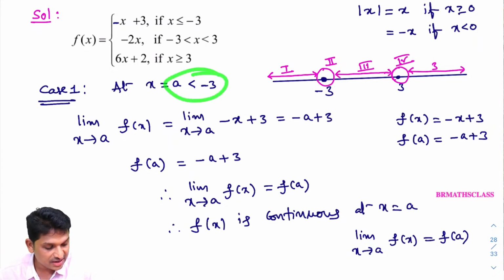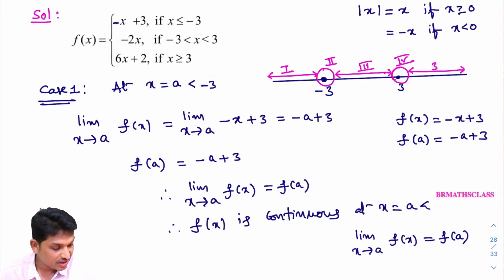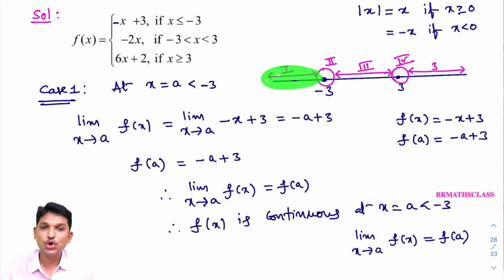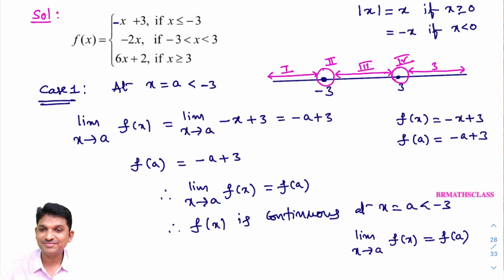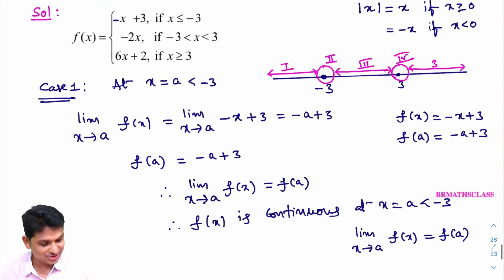What is a value here? A value is less than minus 3. So what happened? I checked the continuity in this zone. What did I get? I got that it is continuous. That means in this zone there is no point of discontinuity. Okay, so the first case is clear. I hope you understand this. Understand or not? Yes, you understand this. Very good. Now we'll move to case 2.